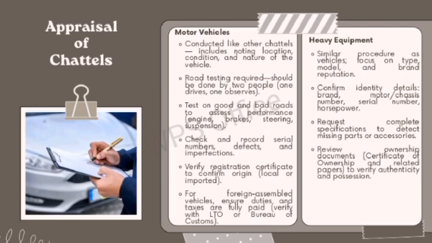During inspection, it is essential to check and record serial numbers, defects, and imperfections. This process involves inspecting an item thoroughly, noting its unique serial number, and documenting any issues or flaws found during the inspection. This helps in tracking quality control and determining whether the item meets the required standards or needs repairs.